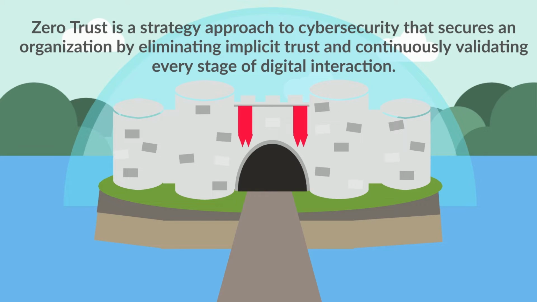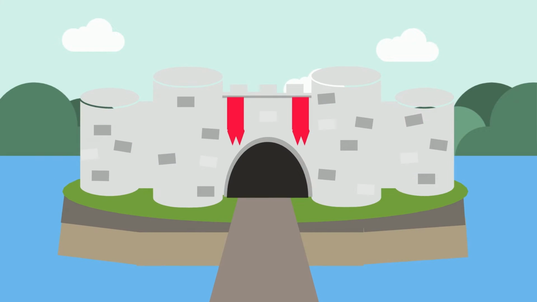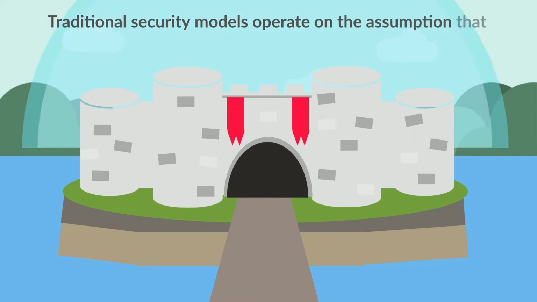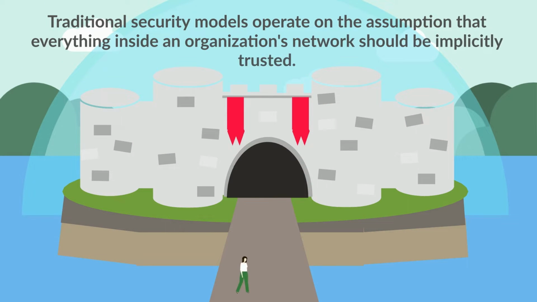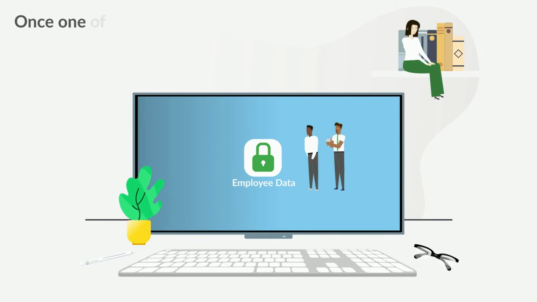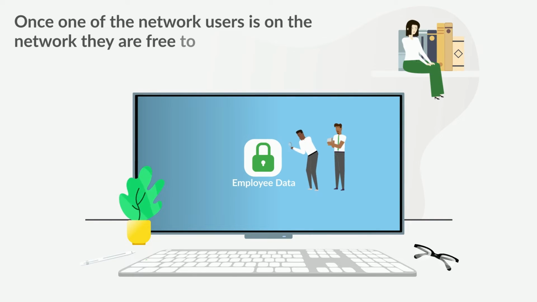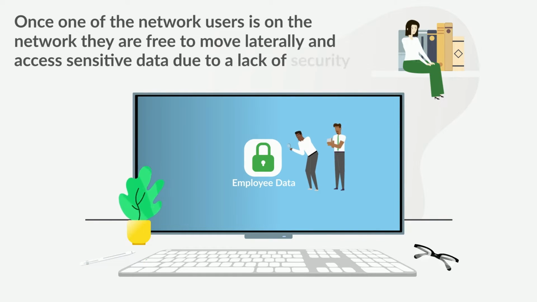stage of digital interaction. Traditional security models operate on the assumption that everything inside an organization's network should be implicitly trusted. This means that once one of the network users is on the network, they are free to move laterally and access sensitive data due to a lack of security controls.